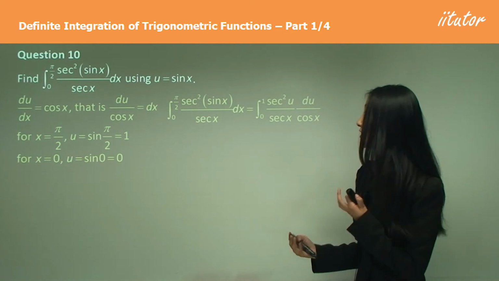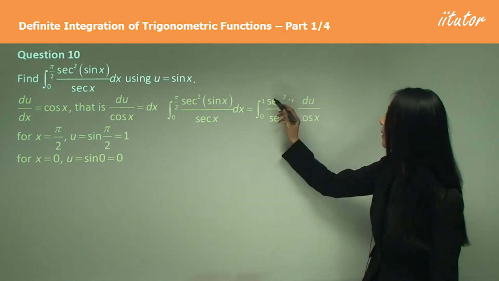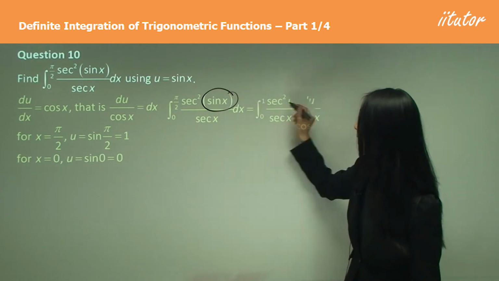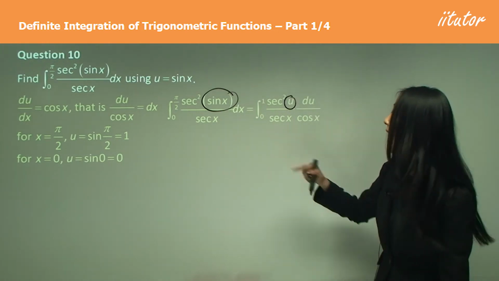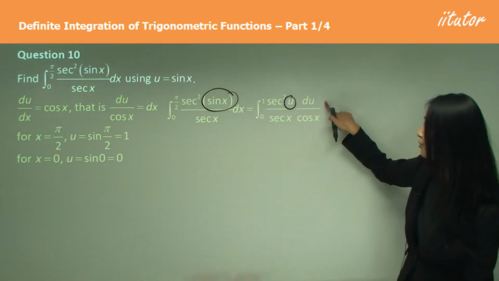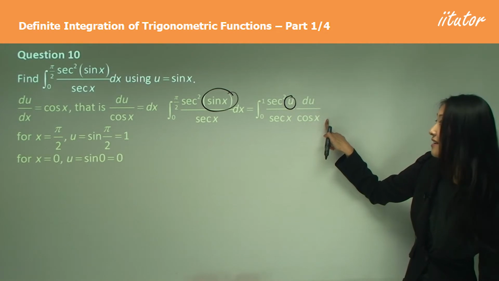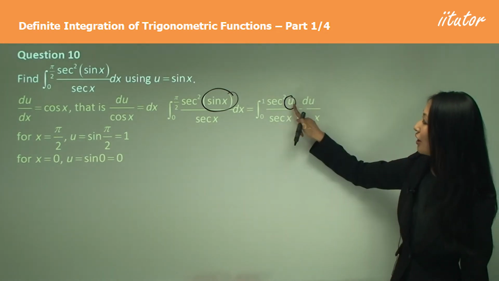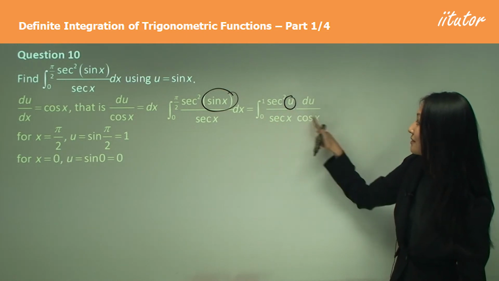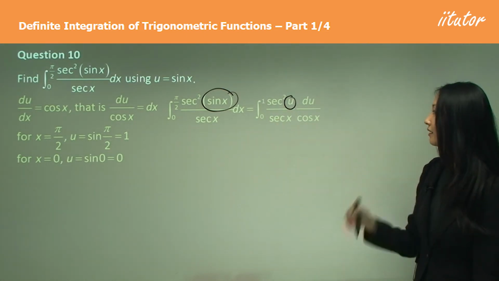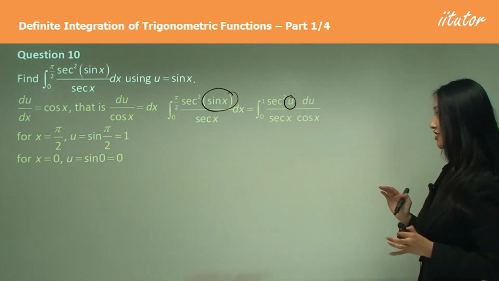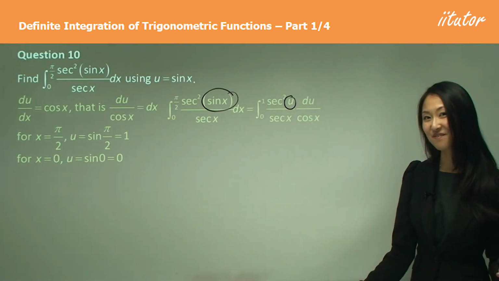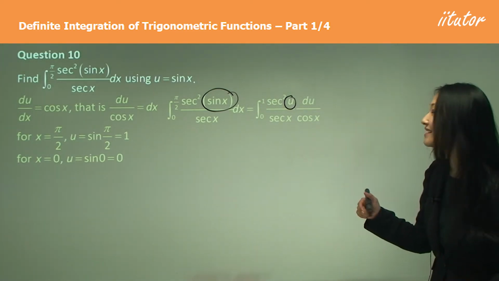So the first thing I do is change my limits to 1 and 0, and then this sine x just becomes u, and the dx becomes du on cos x. So I've changed, remember how I said make sure you change 3 things at least? That's x into u, the limits, and also your dx. Now, having a look at this question here, can you see anything that may be very easy to cancel down before we move on? Yeah, there is, isn't it?